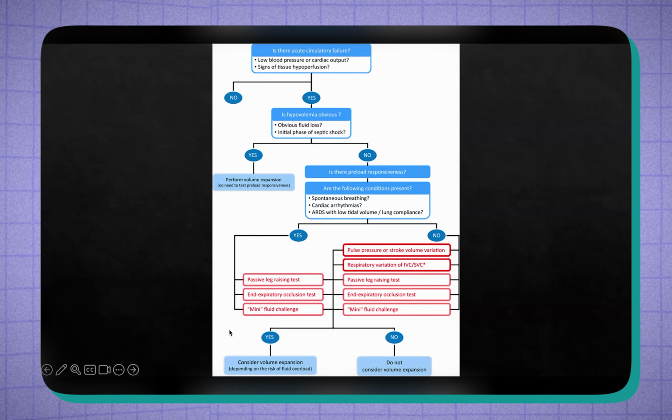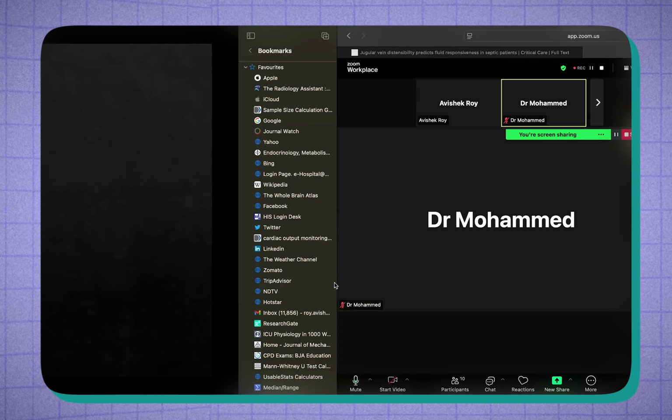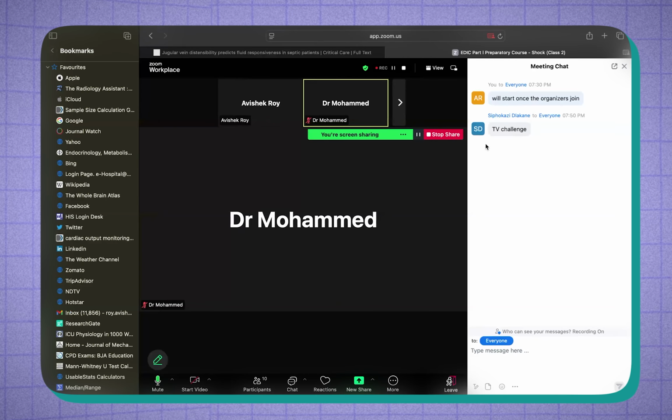What you can do is an end expiratory occlusion test and a mini fluid challenge test. So how is the mini fluid challenge test done? It is generally 4 ml per kg, 250 to 300 ml, given over 5 to 10 minutes, and you check after 10 to 15 minutes. But you need to have a cardiac output measurement device. If you don't have that, you can just corroborate with your pulse pressure variation. If your pulse pressure variation at the beginning is, suppose, 16%, and after giving the fluid it is reducing, then probably you can say, okay, we can give some fluids.